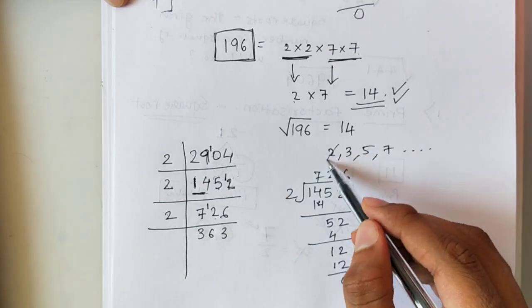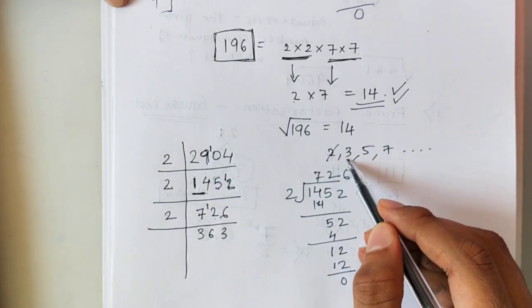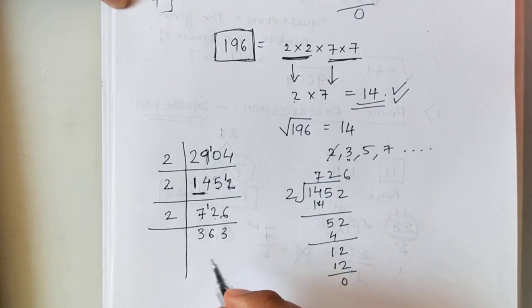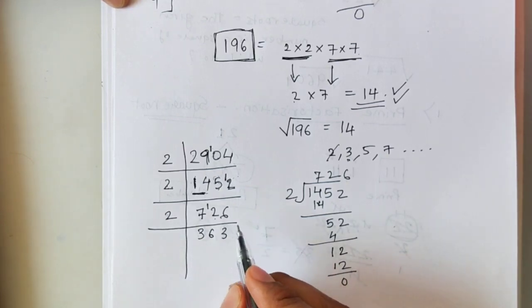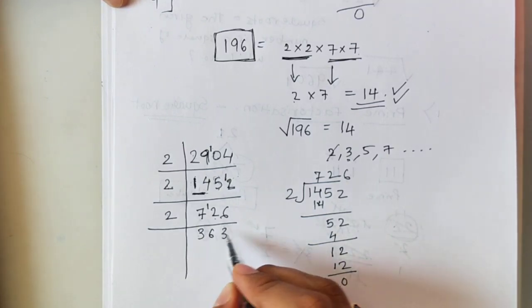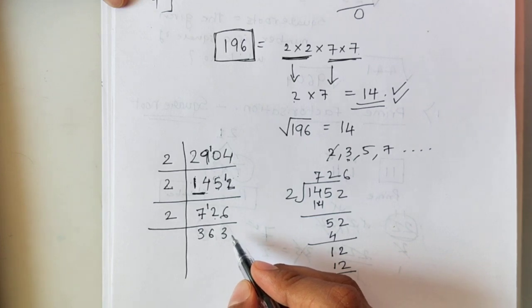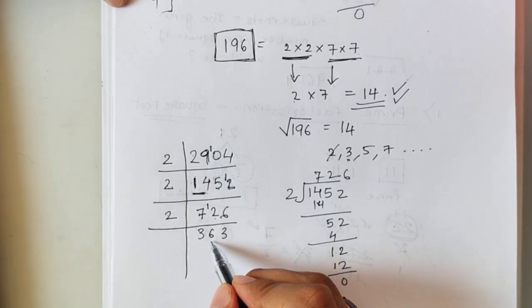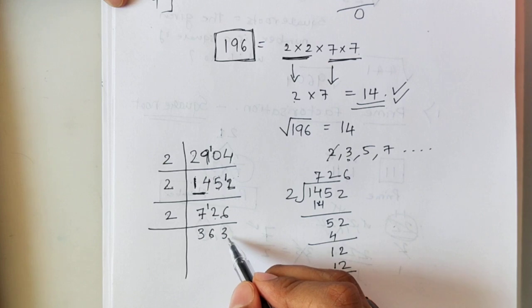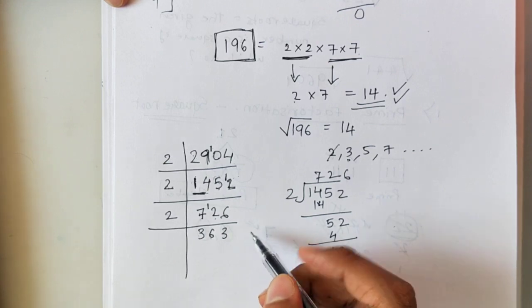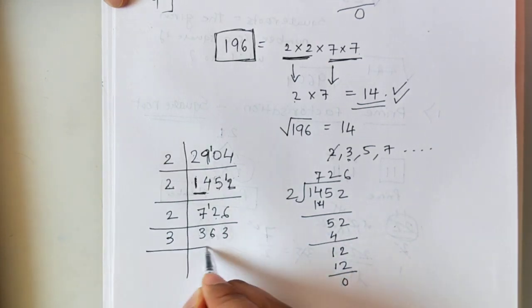Okay, so I'll come to the next number. Next prime number is 3. So I'll try with 3 now. So I have told you, before trying, you can just add the numbers and see whether it is divisible by 3 or not. So see, 3 plus 6 is 9. 9 plus 3 is 12. And 12 is divisible by 3. So I'll write here 3.